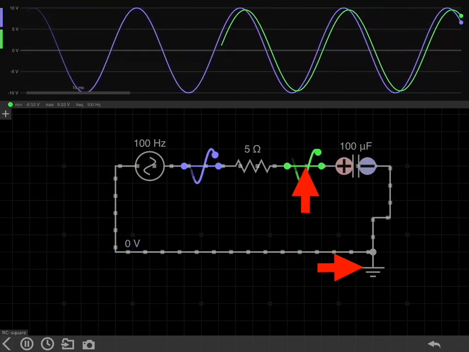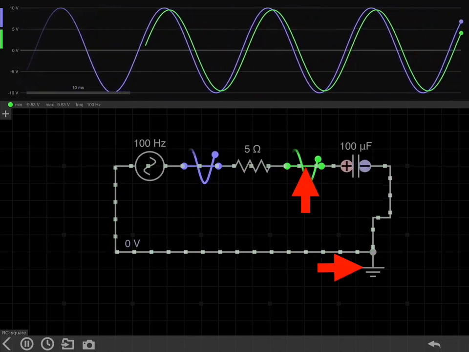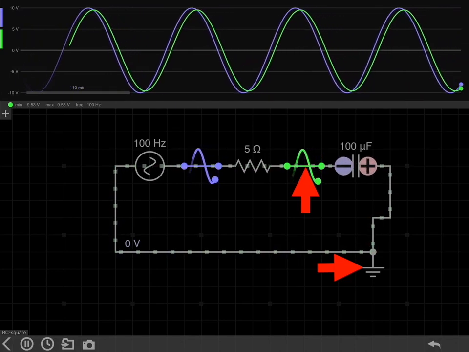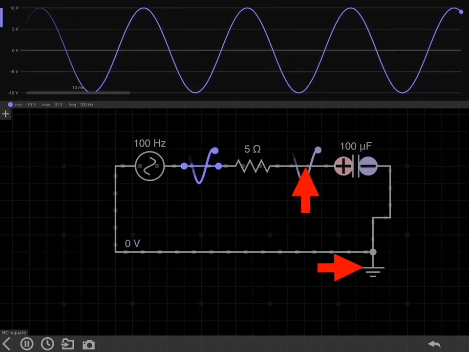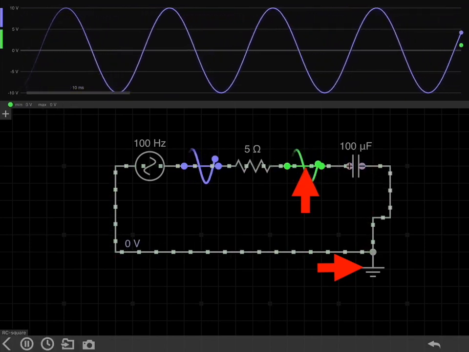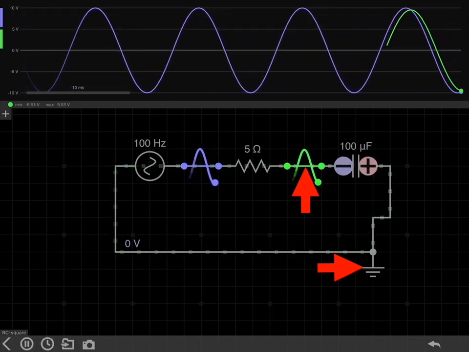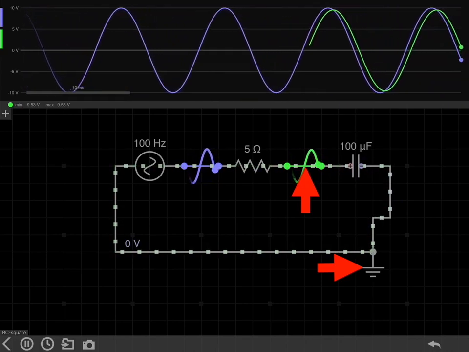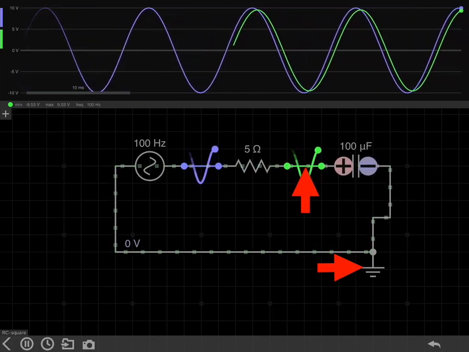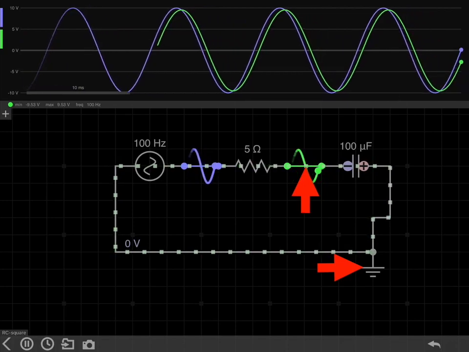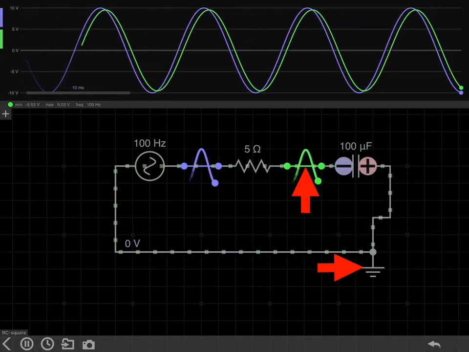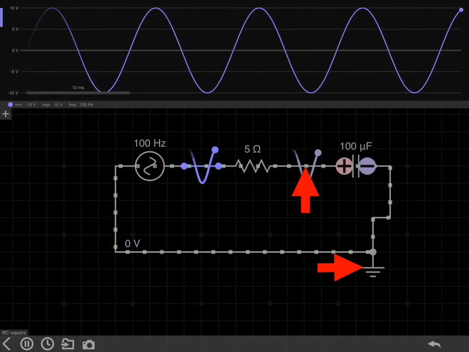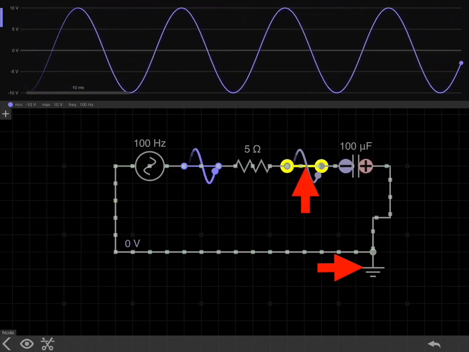Here, in the green color, we overlay the voltage across the cap, and in the purple color, we show the voltage across the entire circuit. You can clearly see that the cap reaches its maximum voltage at a later time than the voltage across the circuit does. Let's give this lag a name. We are going to call it the phase difference between the voltage across the cap and the circuit.